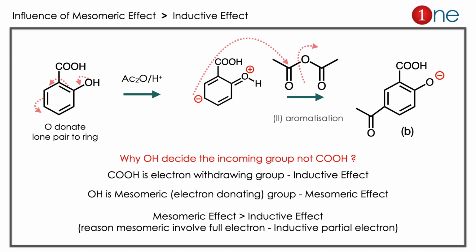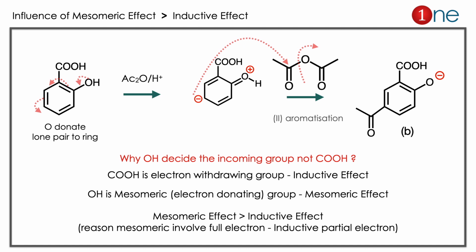Before we get into the reaction, you have to know the influence of the mesomeric effect is higher than the inductive effect, because the mesomeric effect involves the full electron, while the inductive effect involves the partial electron. Here you have COOH and OH. The COOH group is an electron withdrawing group, an inductive effect. The OH group is mesomeric. So the influence of OH is dominating here, and the product is influenced by OH. The OH group is an ortho-para director, so it directs the electron to the para position. The ortho position is crowded, hence it directs to para.